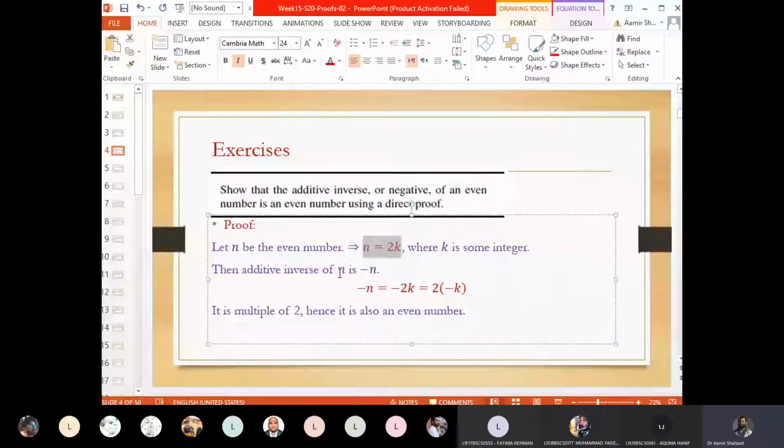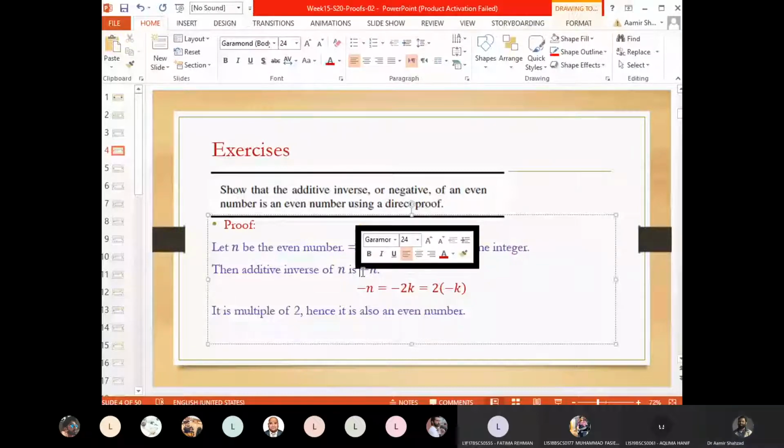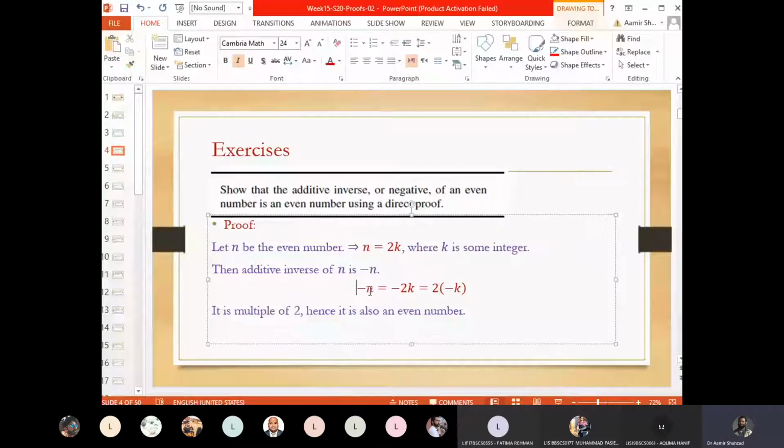Then its additive inverse of n is going to be -n. So n minus n is equal to 0. So n's additive inverse is -n. So let's look at -n, where n is equal to 2k. So -n is going to be -2k.